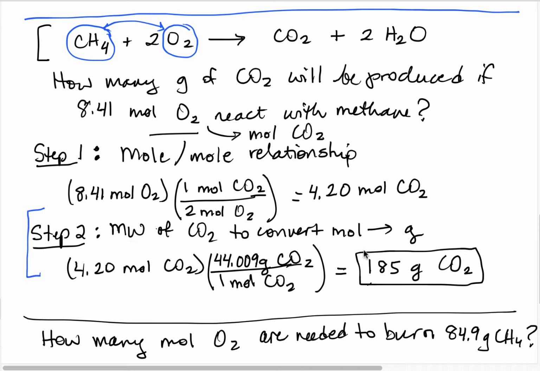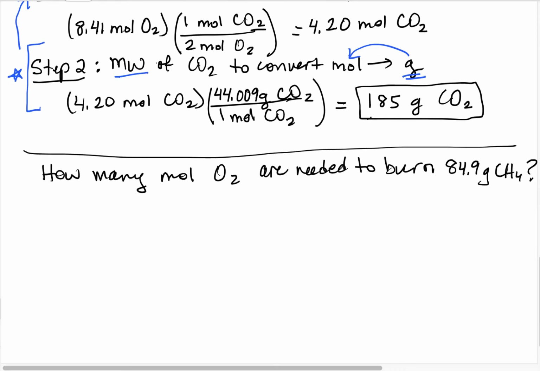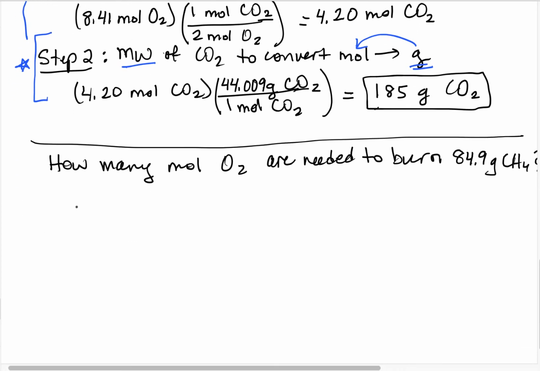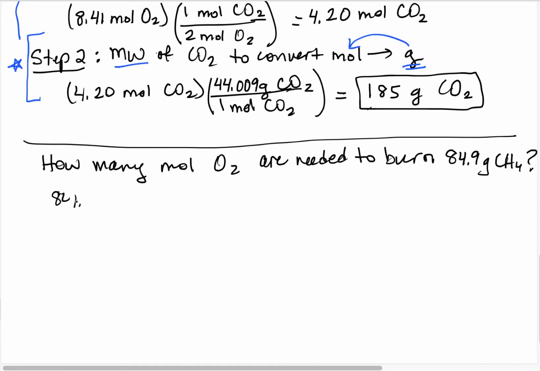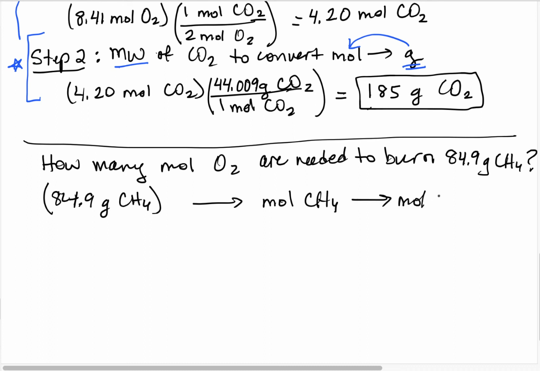We have grams. We need to go back to moles, so we're going to use the molecular weight. We're going to start with step 2, or what was step 2 in our previous example, and then we're going to go back to what was step 1 in our previous example. All right, so let's do it. Take 84.9 grams of CH4, convert it to moles of CH4, and then convert it to moles of O2. Pause the video, take your time, and give that a try.